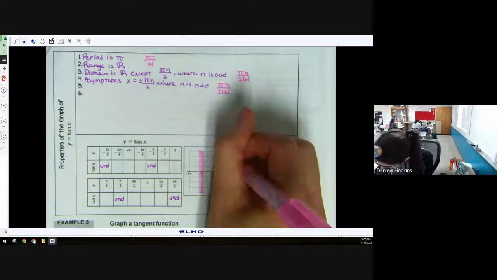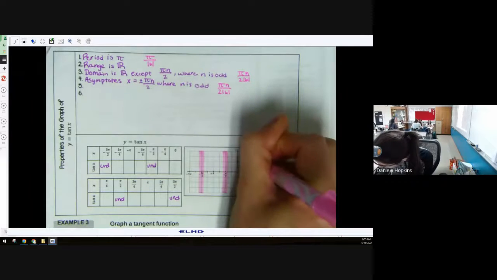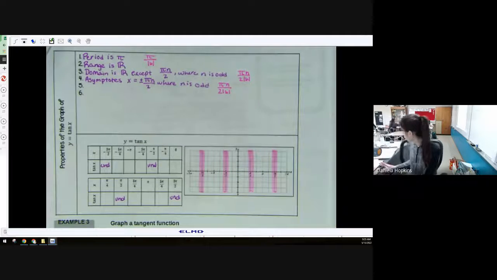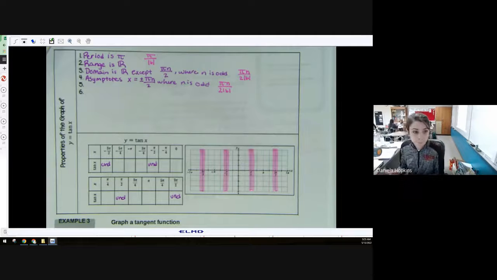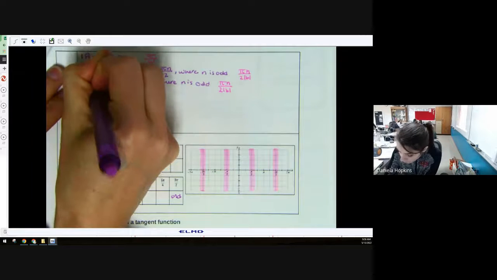Let's see here. So I got one there. I got one there. Asymptote there. Asymptote there. Okay, so this is definitely more than one period or one cycle. But I've now graphed my asymptotes. The next thing you want to graph, the x-intercepts.